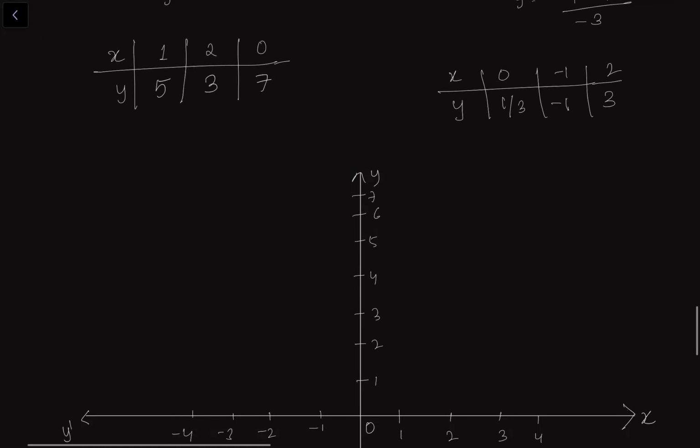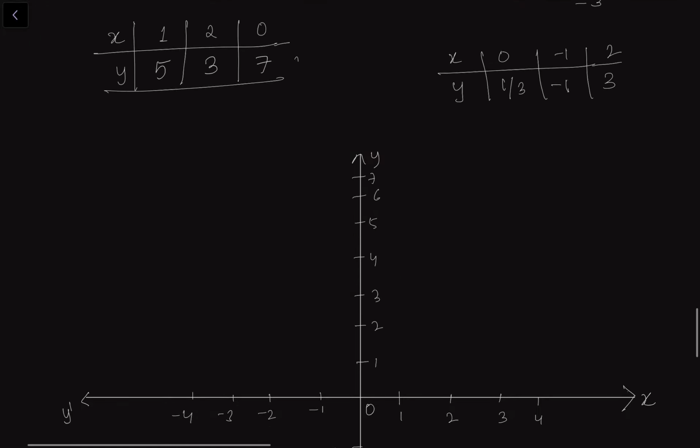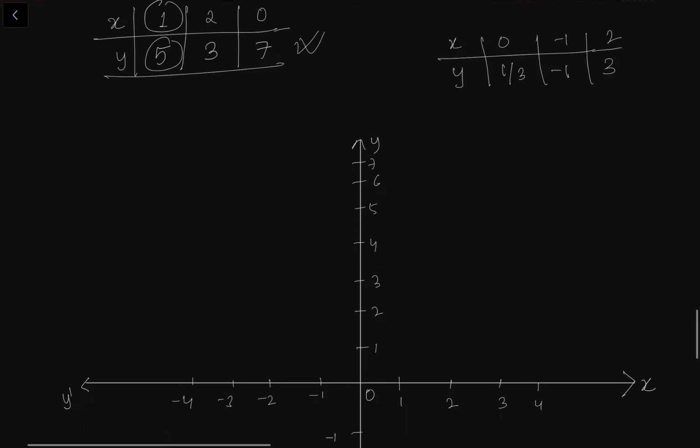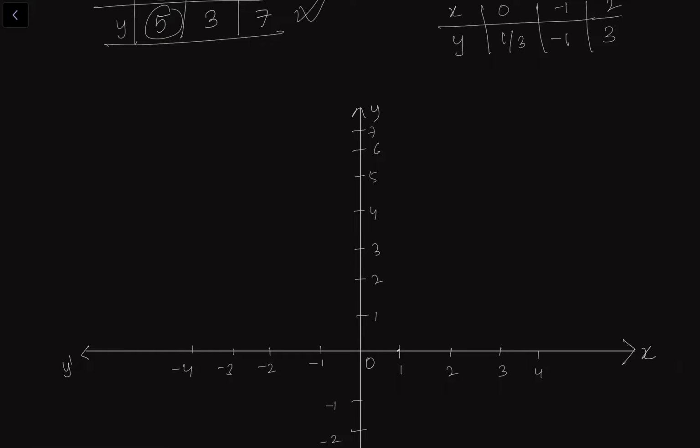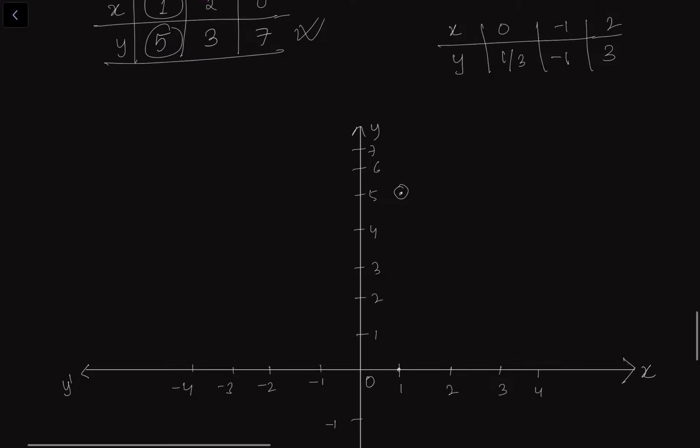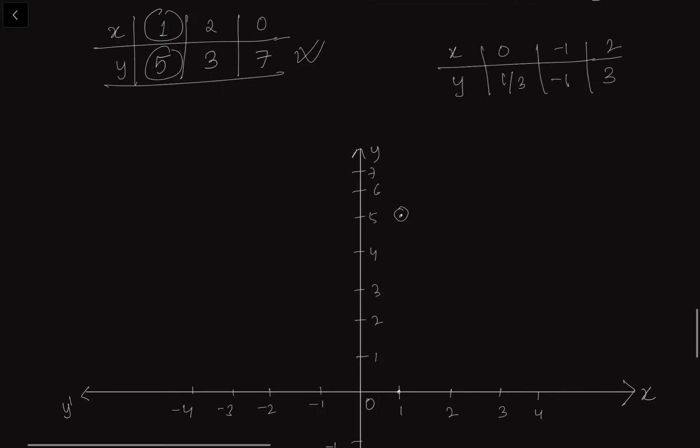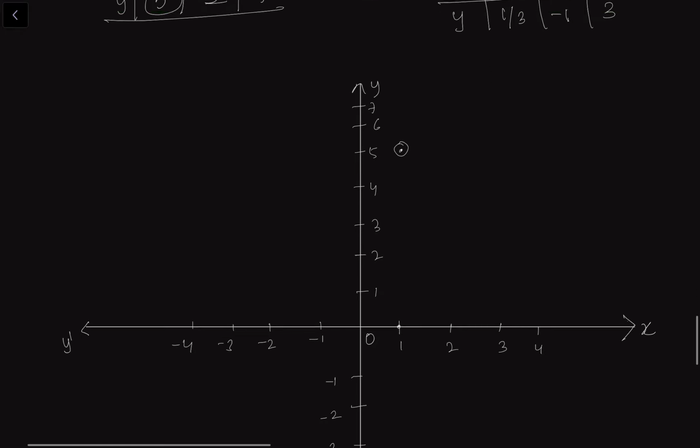So now we will draw it line wise. First let us draw this line here. When x is 1, y is 5. How do we draw this? We take our pen, we take x is 1, and here y is 5. So I put a dot here, and you can circle the dot. This just helps you highlight the dot. When x is 2, y is 3.